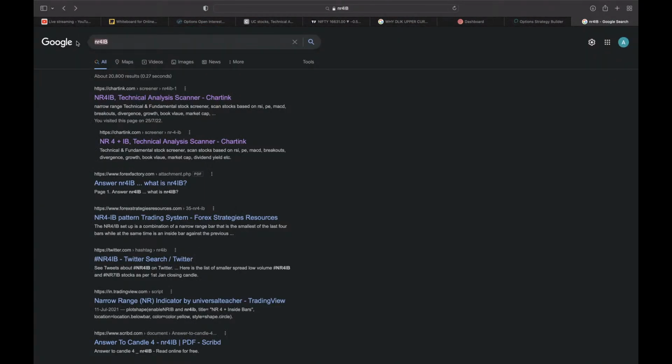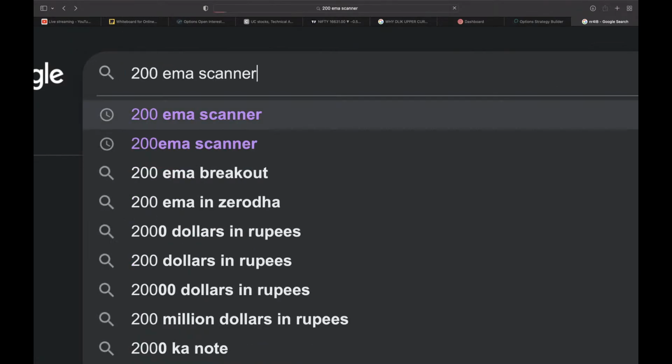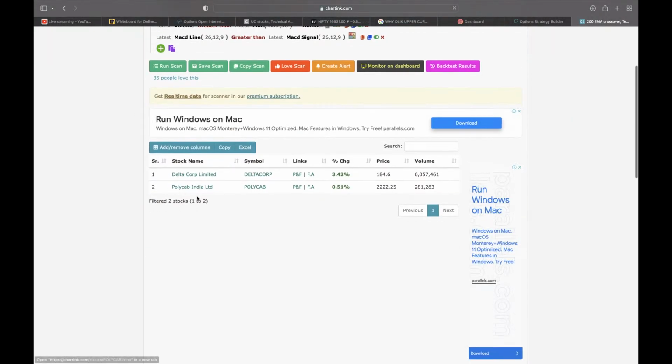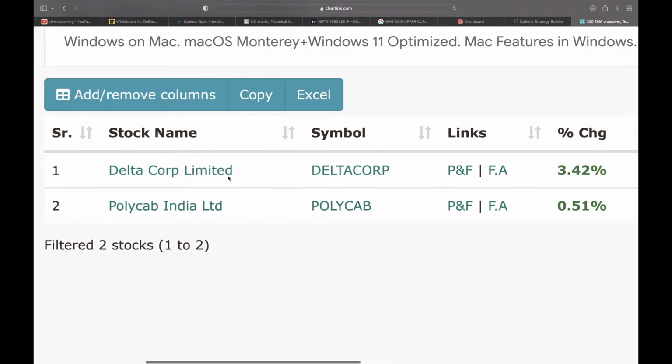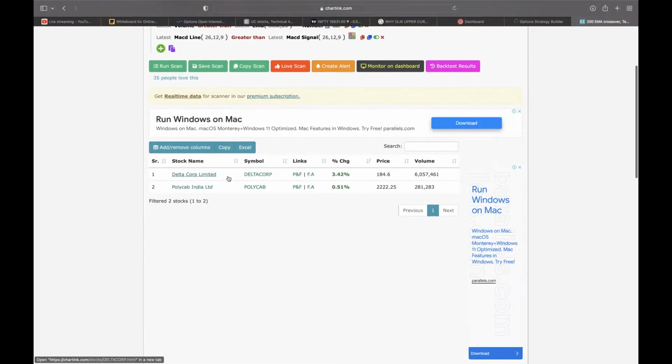So for example, you want to check long term. So what you'll write? 200 EMA scanner. This is for long term. You want to buy long term, you can just check this out. So see, there are two stocks now. No, FNO cannot be here.